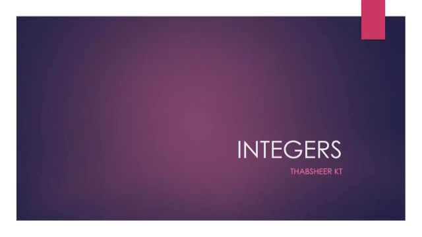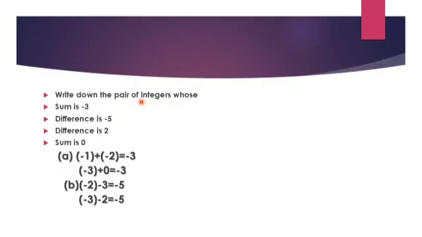Okay, today we can discuss some problems about integers. It is the first example in your textbook. Write down the pair of integers whose sum is -3 and difference is -5, difference is 2, sum is 0.